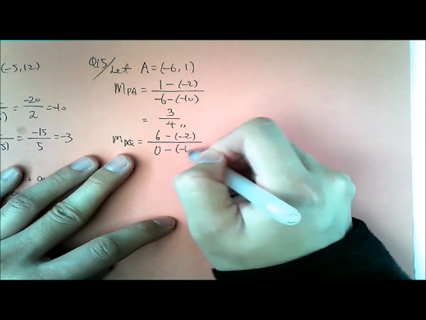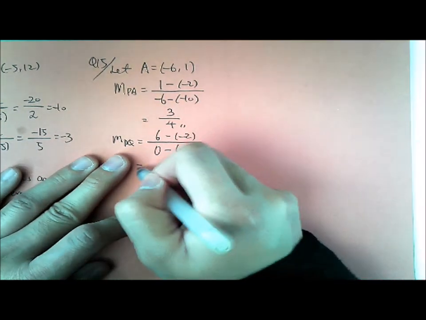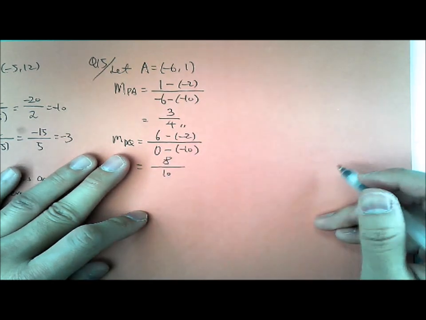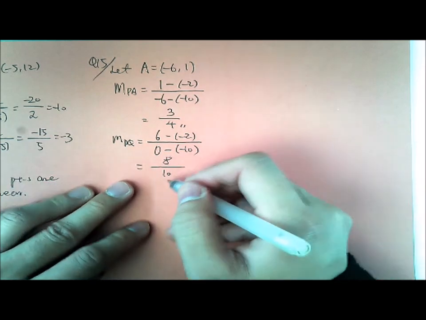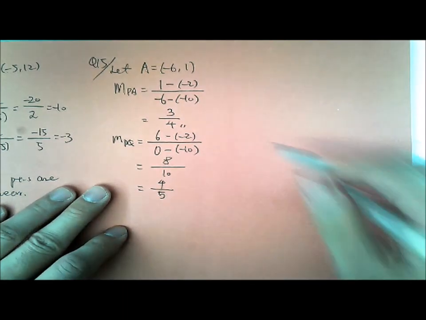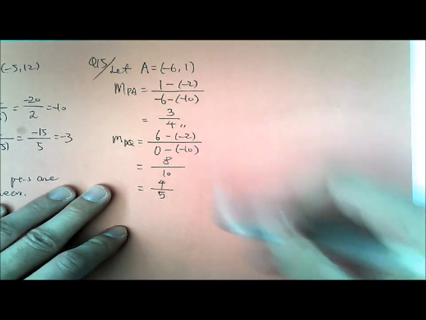Understand? And then negative 10. Then calculate. So for this one is 8, and then this is 10. Okay, you have to do the simplification. It should be 4 over 5. Obviously, these two numbers are not the same, right?